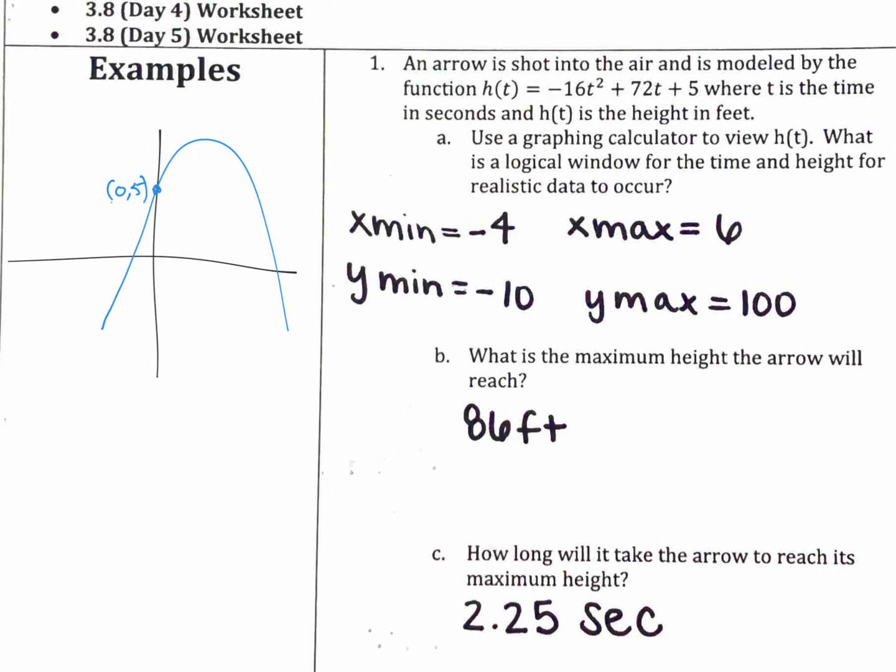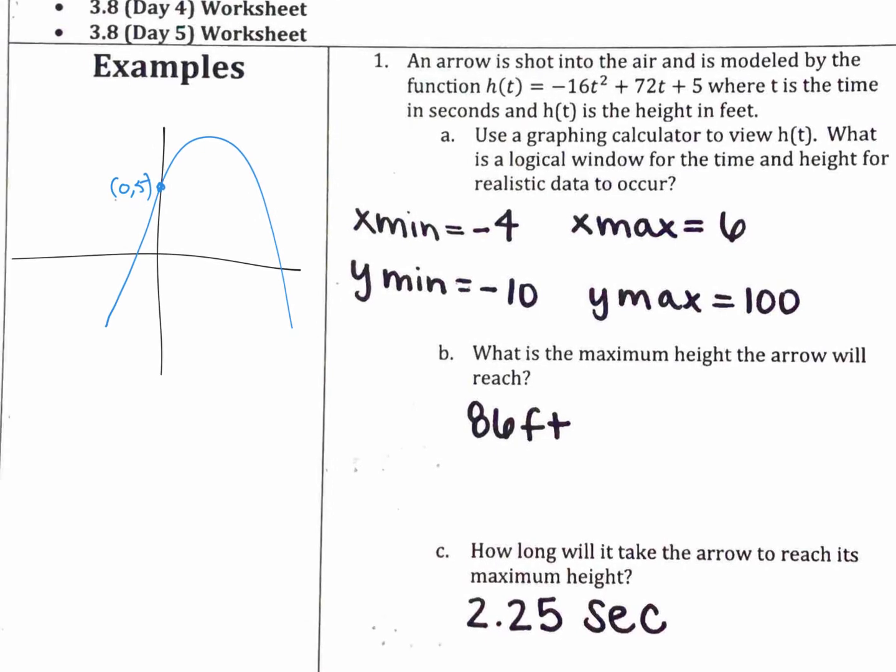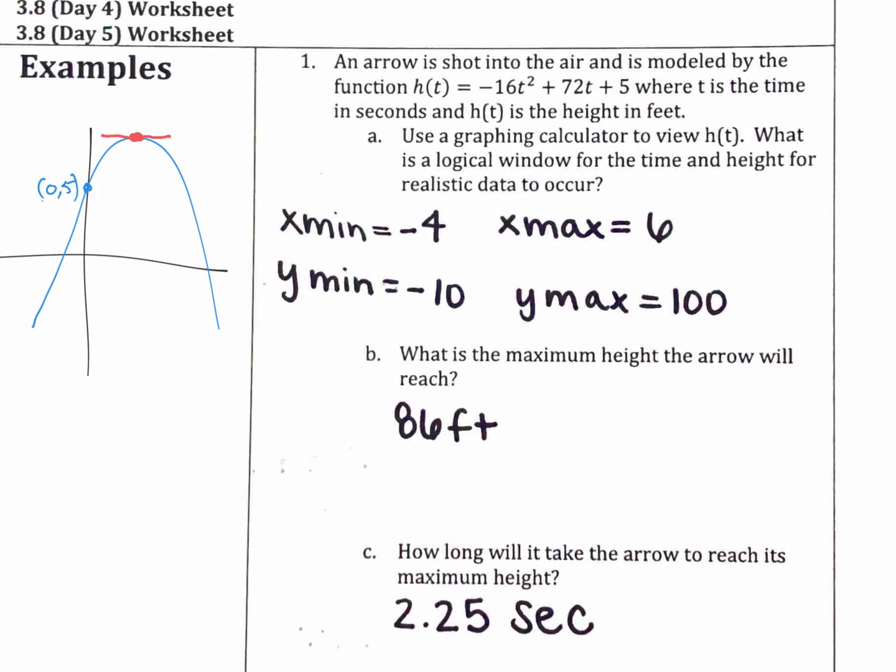What is the maximum height the arrow will reach? Well, the maximum occurs right at the top of the parabola. So using our calculator, we could figure out the left bound and right bound if we're doing our calculations to find a max. Or what we could do is figure out when the derivative is equal to 0. So if we're using our derivative and setting that equal to 0, I'd find the derivative function h prime of t, and that would be negative 32t plus 72.